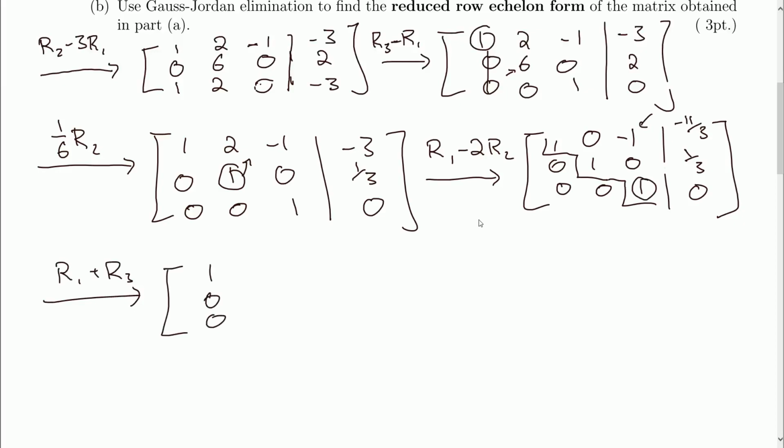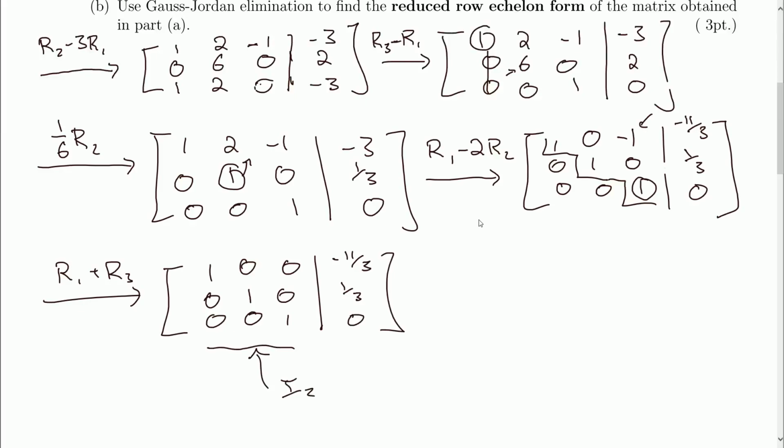Now we get 1, 0, 0, 1, 0, 0, 1, 0, 0 here. Negative 11/3 plus 0 is still negative 11/3. 1/3 and 0 here. Okay. Notice right away that we've got I3 here. Okay. What does this start to tell us?